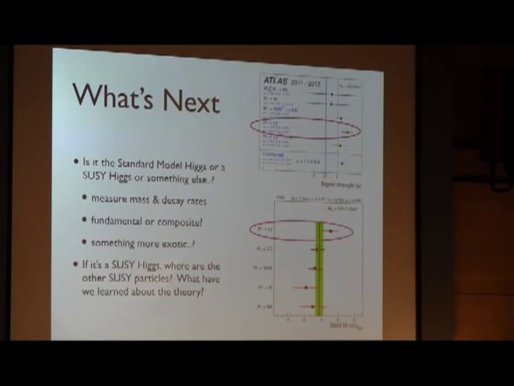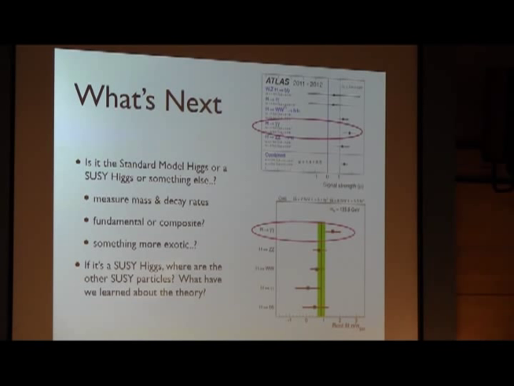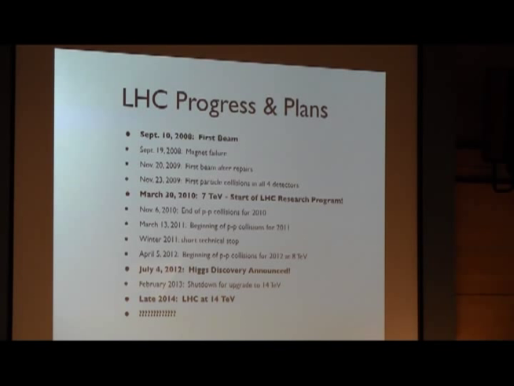But if supersymmetry is actually the theory that describes nature, then we've already learned a fair amount just by knowing how heavy the Higgs boson is. So here is just a little snapshot of how far the LHC has come and what the plans are for the future. On September 10th, 2008, they had their first beam. The LHC turned on and there was a great celebration. And then 9 days later, they had a complete magnet failure and that shut it down for over a year.